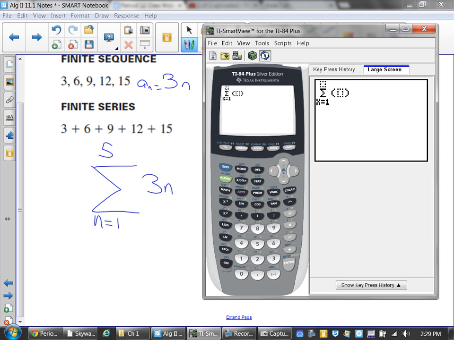And how many of them are we adding up? 5 of them. And then all I do in my parentheses here is type in exactly the explicit formula, 3x. And then I hit enter. I get 45. Sigma notation is great, especially for the button if you had to add up 25 of them. Okay?